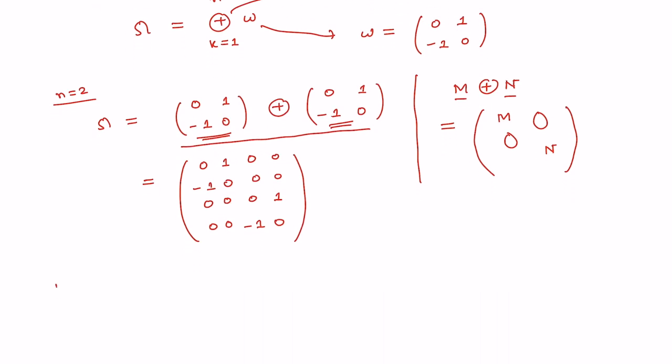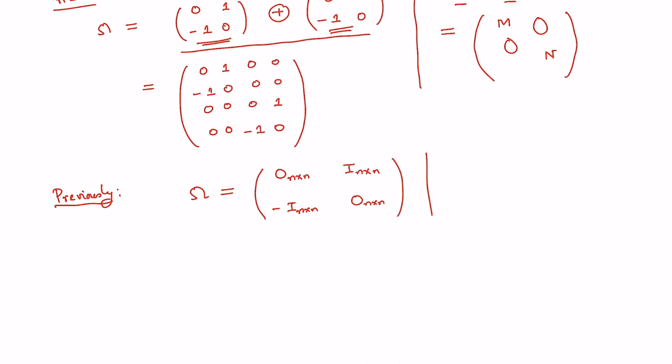Now, one thing you please note: previously, while we discussed the classical mechanics context, we had taken this omega matrix, if you remember, as 0 (n by n), here the identity matrix I (n by n), here minus I (n by n), and then here 0 (n by n). If you recall, for n equal to 2, we got the previous omega as 0, 0, 1, 0, 0, 0, 0, 1, minus 1, 0, 0, 0, 0, minus 1, 0, 0.